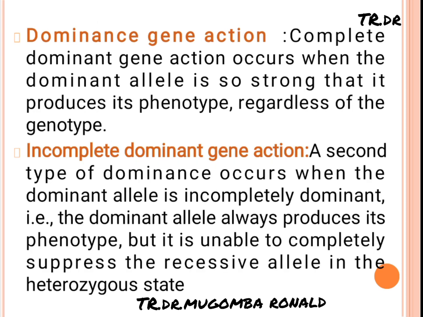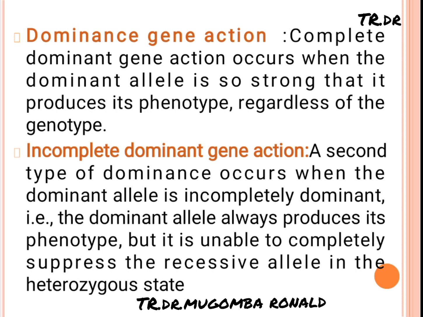Then look at this other one here, which talks about dominant gene action. Complete dominant gene action occurs when a dominant allele is so strong that it produces its phenotype regardless of the genotype. That is dominant gene interaction. Then we have incomplete dominant gene interaction. We talked about this previously.